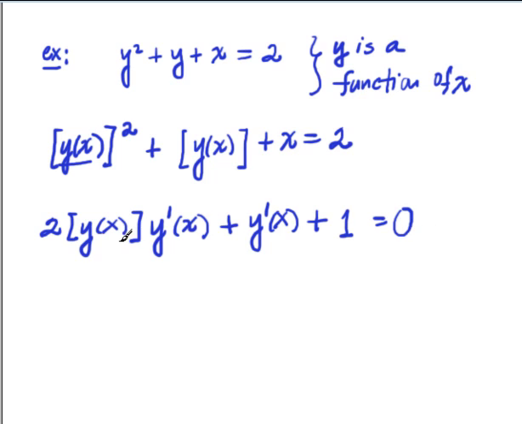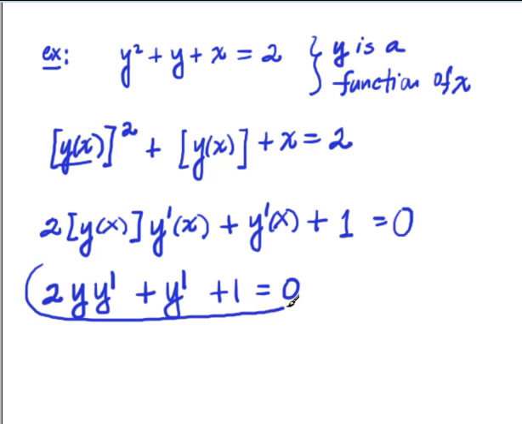Now let's go back to our shorthand notation. Instead of writing y of x, we'll just keep in mind that y is a function of x, and not write it out like this, not emphasize it. We'll just go back to y. So I'm going to write 2y, instead of y prime of x, I'm going back to y prime, plus, instead of y prime of x, I'm going back to y prime. So that's it. We just differentiated implicitly.